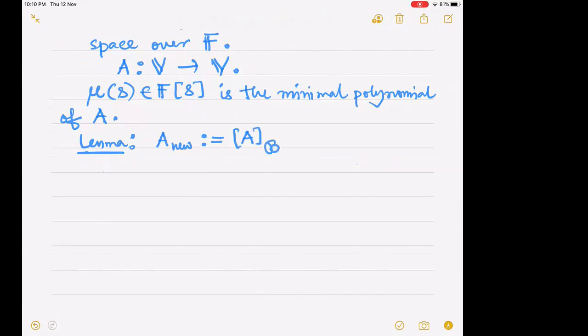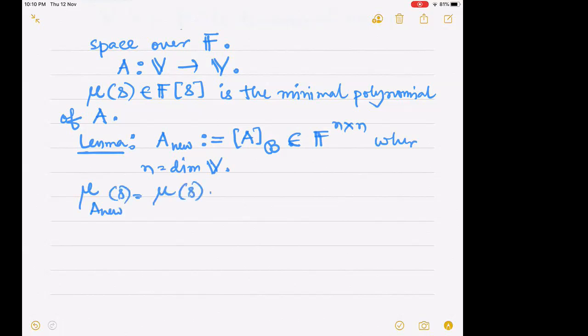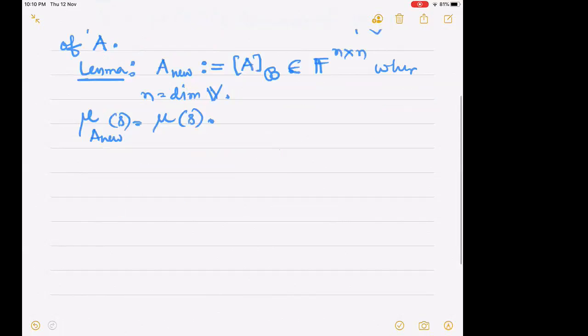A_nu to be a matrix representation of A, which of course is a matrix of size n cross n, where n is the dimension of the vector space, right? Then mu_{A_nu} is actually equal to mu. I mean, this polynomial is the same as this polynomial. In other words, it doesn't matter which basis you choose, right? You can see it this way.